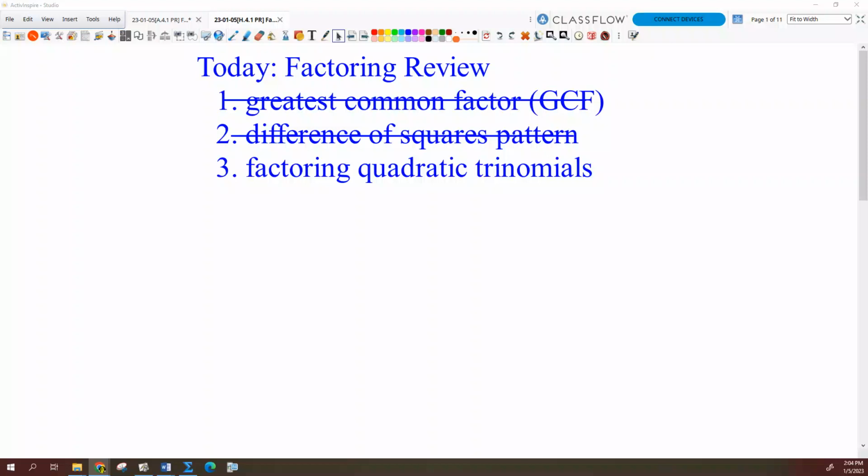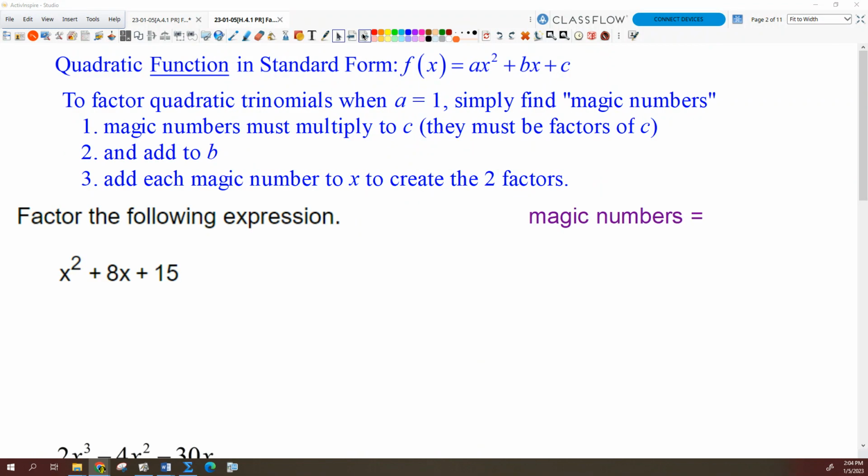Back in business. Okay, so we're factoring trinomials. Remember that last unit we talked about quadratic functions in standard form. f of x equals ax squared plus bx plus c. Well, we're just going to be looking at just that part of it, the trinomial part, right? That's a quadratic trinomial.